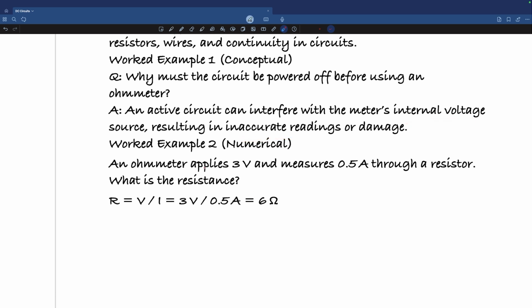So here is a simple example. An ohm meter applies 3 volts, measures 0.5 ampere. What's the resistance? Of course, 6 ohms.